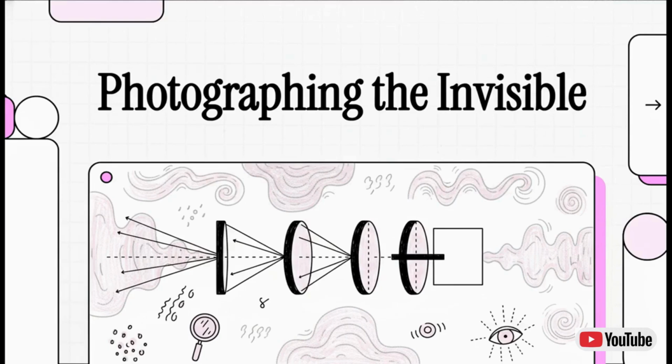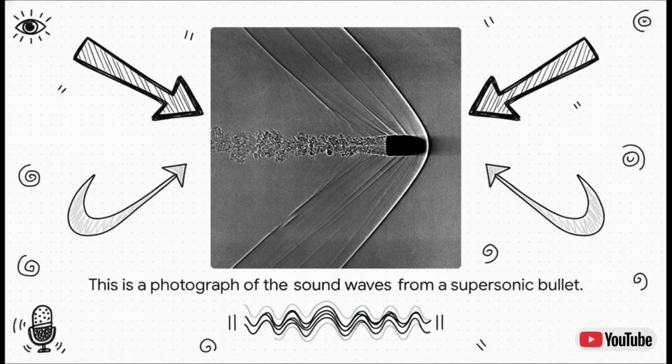Welcome to The Explainer. Today we're diving into a photographic technique that is pretty mind-bending. It lets us capture things that are literally invisible. I'm talking about stuff like heat, sound, even the shockwave from a speeding bullet. So how is that even possible? Let's find out.